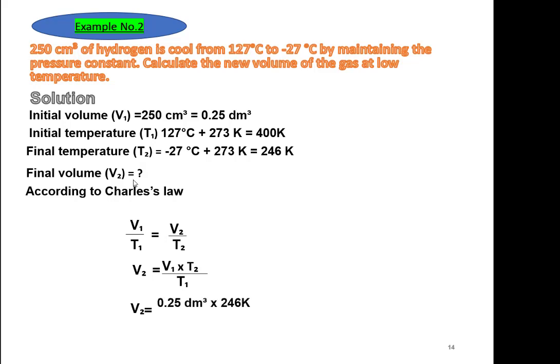V1 is given as 0.25, T2 is 246, and T1 is 400 Kelvin. The answer will be 0.153 cubic decimeter. And if we convert into cubic centimeter, the answer is 153 cubic centimeter. So students, you observe that the initial volume was 250 and the final is 153. It confirms Charles' law that as the temperature decreases, the volume also decreases.